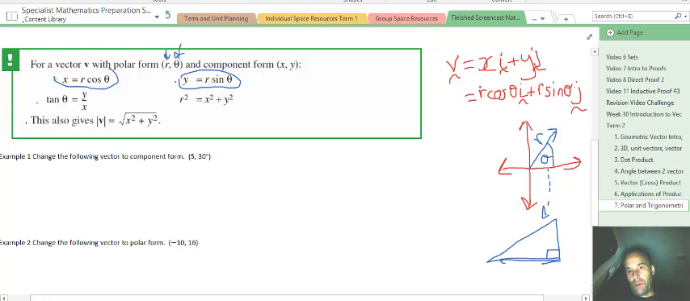So if we sub those in, instead of x we've got r times cos theta, and instead of y we've got r times sine theta. So that full form v equals r cos theta i plus r sine theta j is the full trigonometric form of a vector. So where does that come from? Where do these two in particular come from?